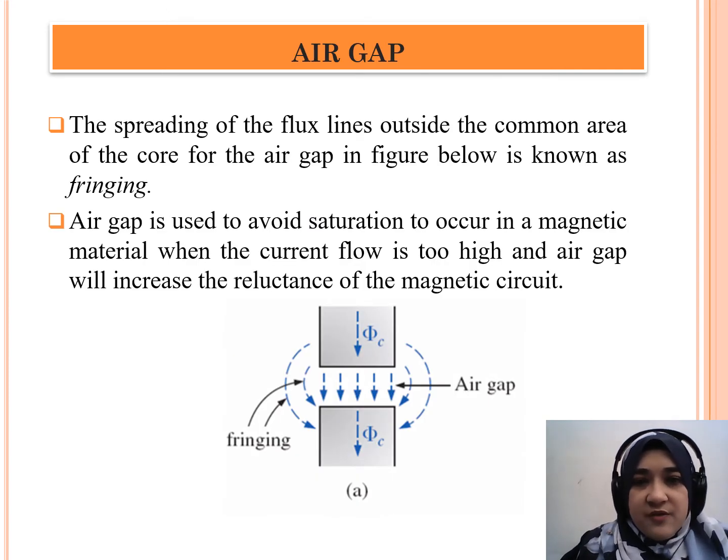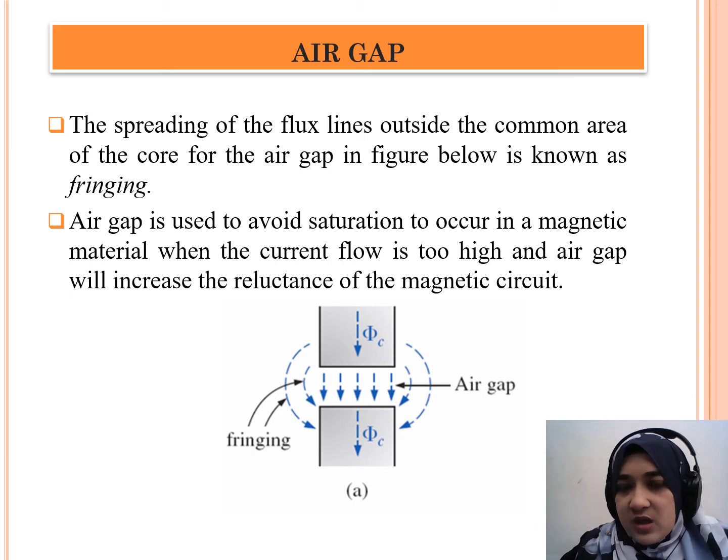Okay, now we have an air gap. The spreading of flux lines outside the common area of the core for the air gap is known as fringing. An air gap is used to avoid saturation in a magnetic material when the current flow is too high, and the air gap will increase the reluctance of the magnetic material.